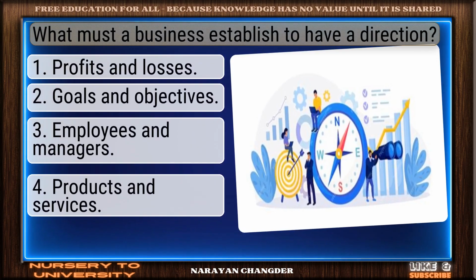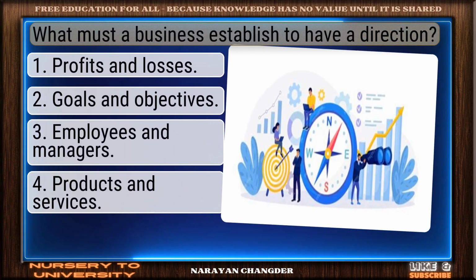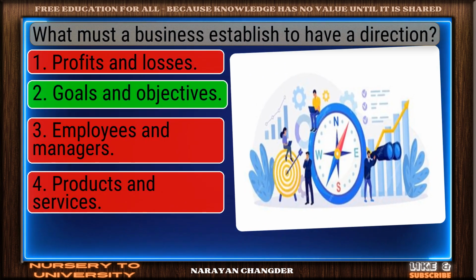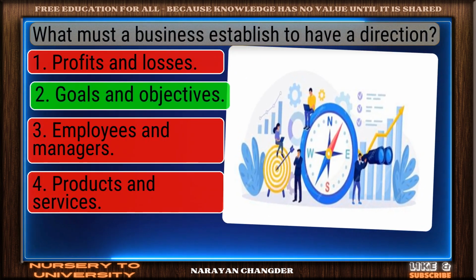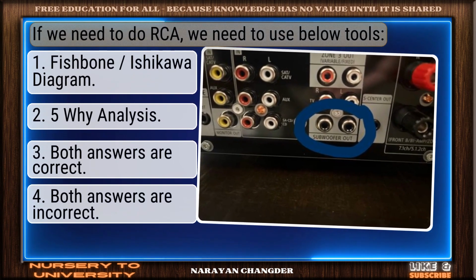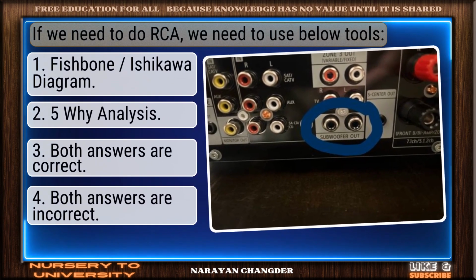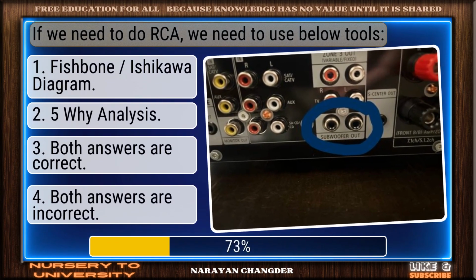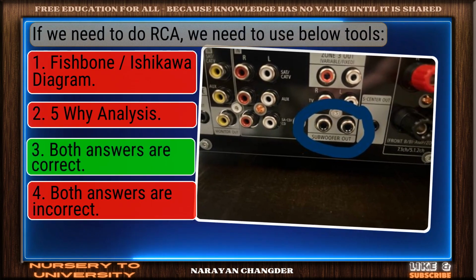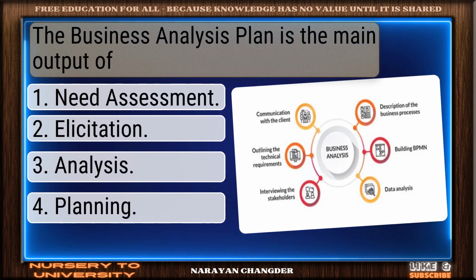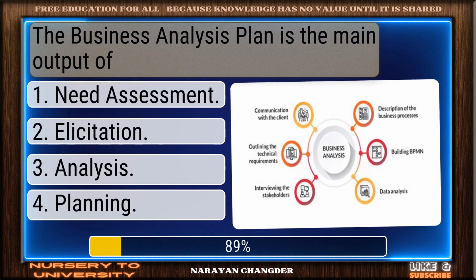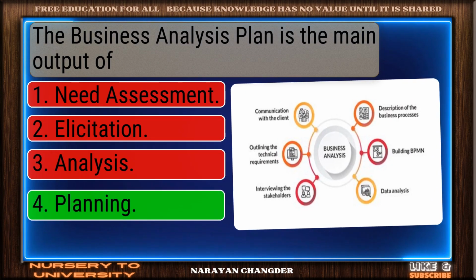Question number 52. What must a business establish to have a direction? Nice selection. Goals and objectives is the correct and valid answer. Question number 53. If we need to do RACI, we need to use below tools. Nice work. You chose both answers are correct, and it is correct. Question number 54. The business analysis plan is the main output of. Valid point. Planning is true.